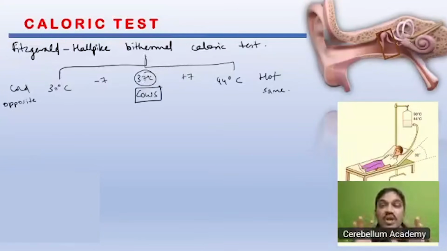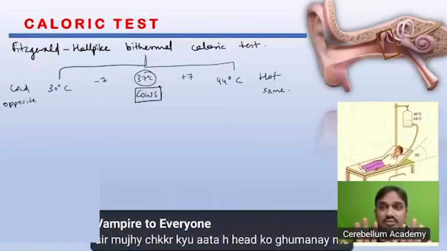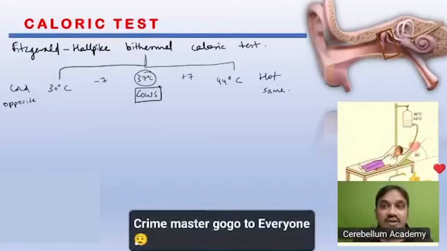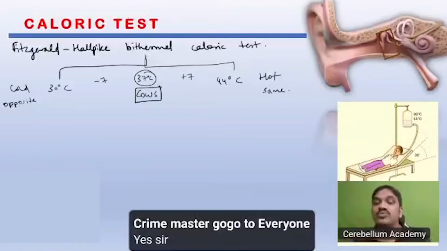If this vestibulo-ocular reflex is not functioning normally, if I move my head towards right side, my eyes will be lagging towards left side. If I move my head towards left side, my eyes will be lagging towards right side. You understood this? Simple. Vestibule is connected to extraocular muscles. Whenever I am moving my head towards right side, eyeball should also move towards right side.